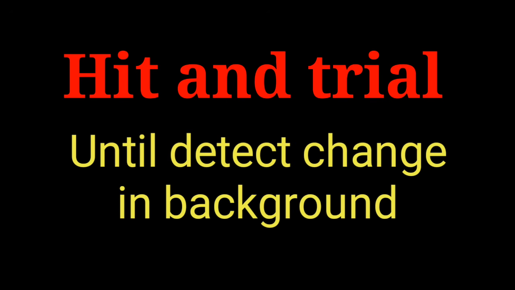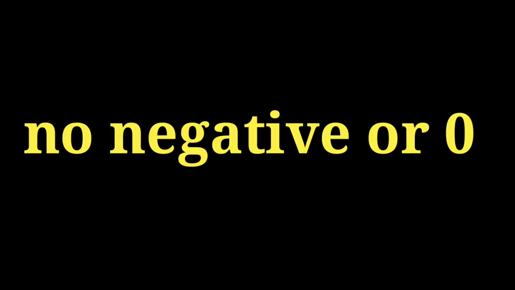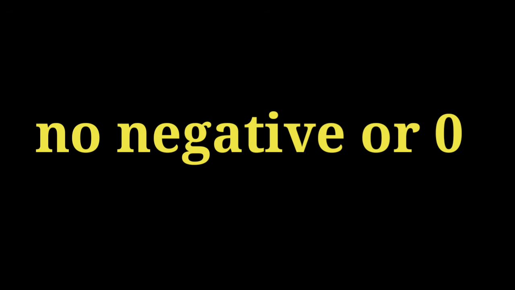The thing is simple. Hit and trial. Edit the values until you detect change in the background. About one, we are taking one to edit it in a much organized way. We could have started with negative or zero value, but mostly they are useless, so we are skipping those. Generally, we never search negative or zero values, they are useless.